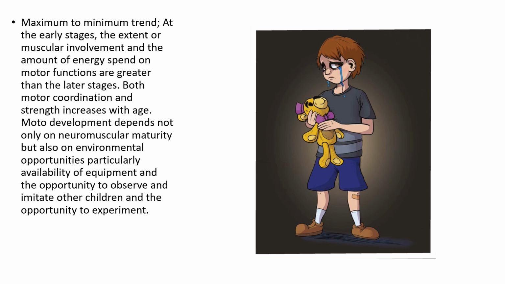Motor development depends not only on neuromuscular maturity but also on environmental opportunities, particularly the availability of equipment, the opportunity to observe and imitate other children, and the opportunity to experiment, all depending upon physical development, not only neuromuscular maturity. If a child is given training for learning any specific skill like karate or kalari or any other thing, they will gain more physical development compared to other children of the same age.